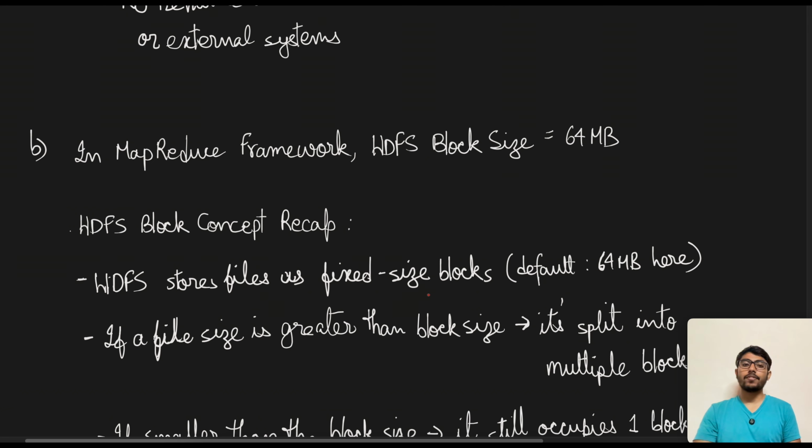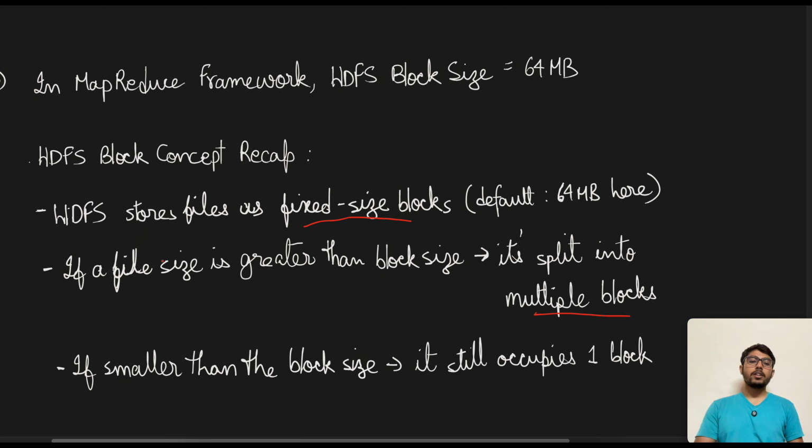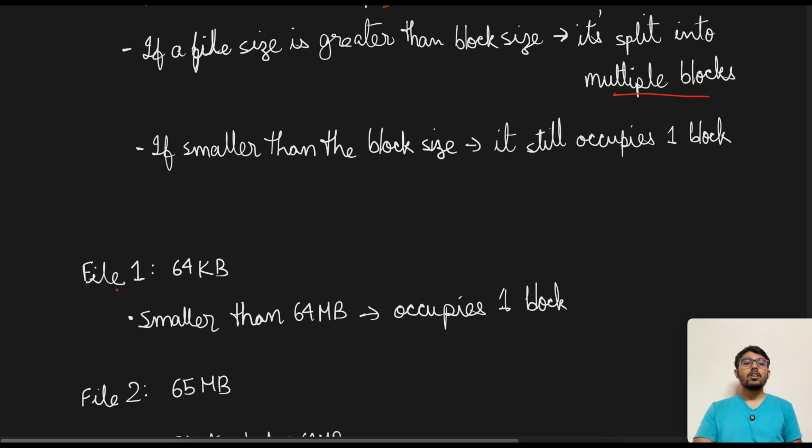HDFS stores files as fixed size blocks, right. The default one here is 64 MB. If a file size is greater than the block size, it's split into multiple blocks. Okay. But if the size of the document is smaller than the block size, it still occupies one block, right? And we cannot partition the block into different documents. Okay. So once something is stored there, it's like occupying the entire block. Okay. So file 1, 64 KB, smaller than 64 MB, so will occupy one block.